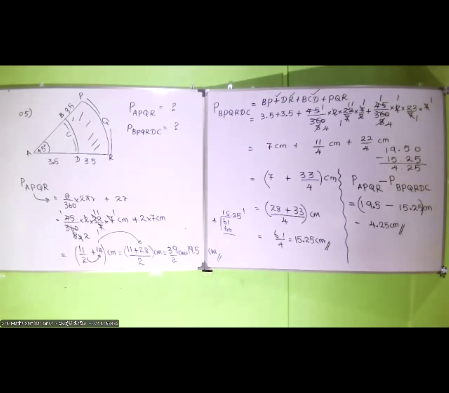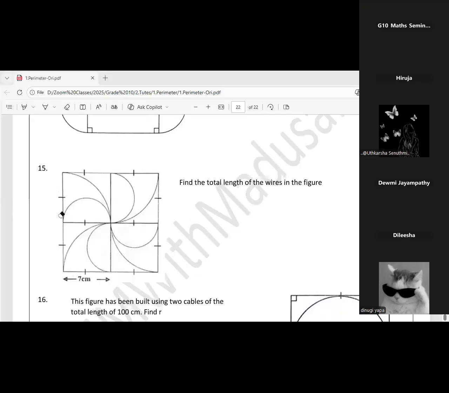Did you get that? Did you understand? Put it there now. To this, the lengths of the wires in the figure. All the lengths should be added in order to get the total length of the wires. You cannot skip a single wire. You have to add this one, this one, this one, this one, this one, this one, this one, this one, all the wires together. Each and everything.